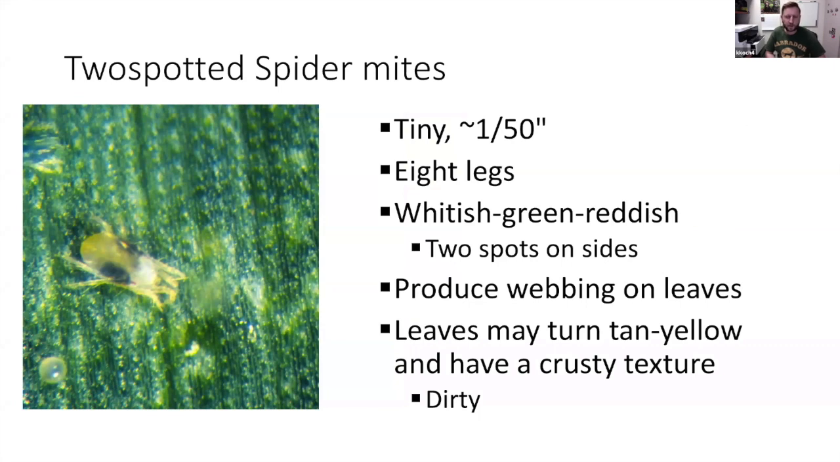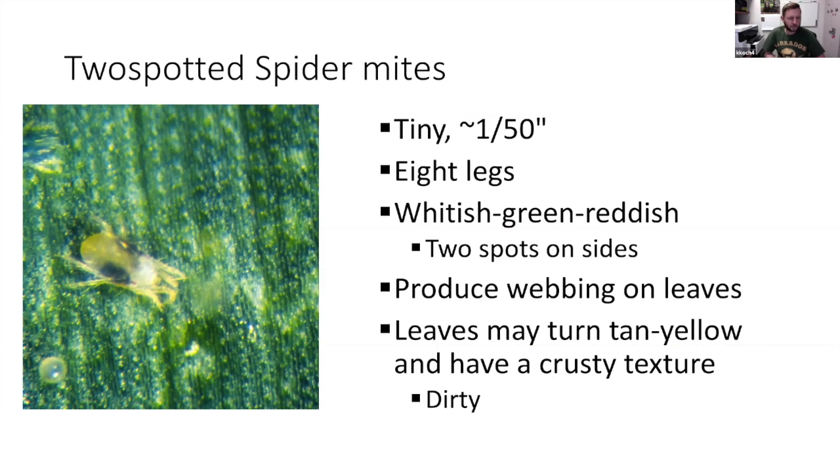Two-spotted spider mites are a really micro pest, tiny, around 1/50th of an inch. They have 8 legs like arachnids do, at least in most stages. The adult stage has 8 legs. They have a variety of colors. They can be reddish in some forms, but generally they're whitish or maybe a pale green. A diagnostic feature is the 2 white spots on the sides. You can also find these in corn. I'll mention they have a really broad host range and will feed on all kinds of plants.